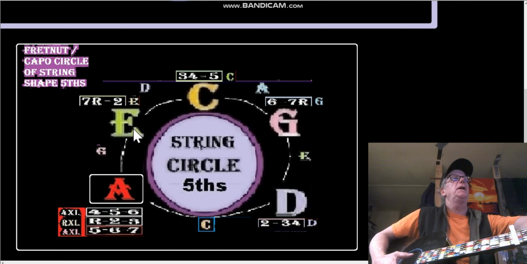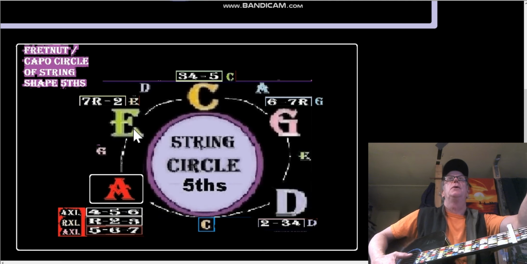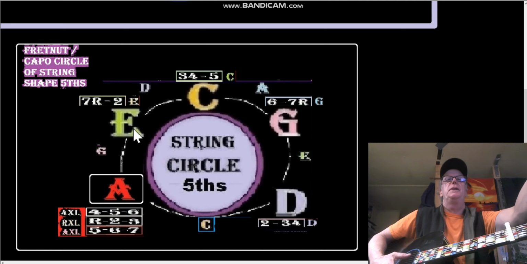Did we do that right? We got E, 7 root 2, and then C is 3, 4, 5. C is the 5th of F. Now 6, 7 root. 6, 7 root. There's your root F. Now we're going to go 2, 3, 4. Now there's a problem there because we're in the key of F. So we're going to go like that.